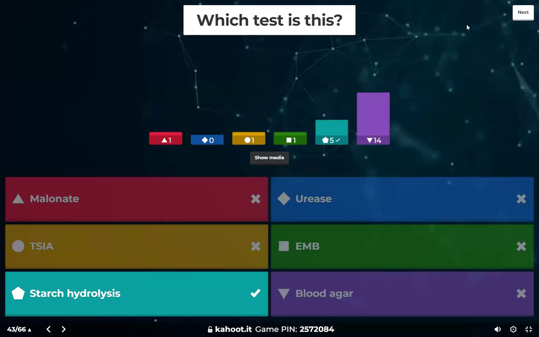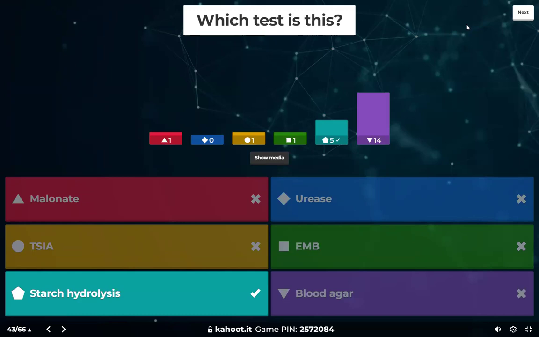Okay, so this was starch hydrolysis. So how do we know that this is starch hydrolysis and not blood agar? The images that I'm putting aren't meant to throw you off, like, oh, I guess it's just dark in that room. No, that's the actual color of the plate. I'm trying to help you out with that, okay?